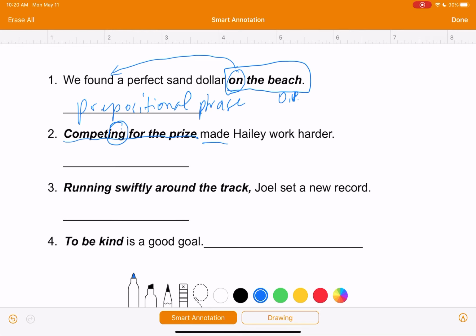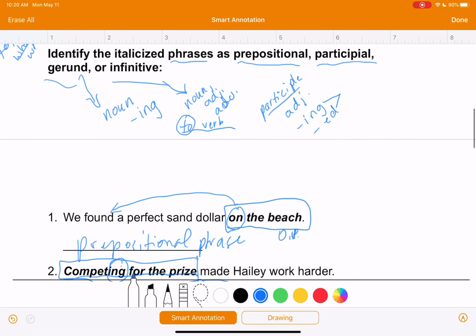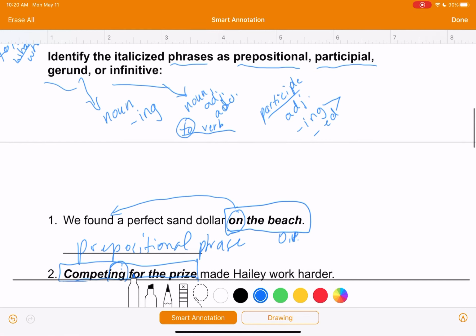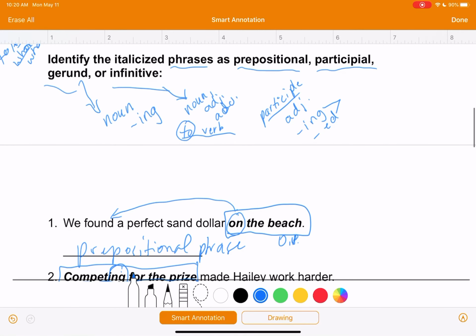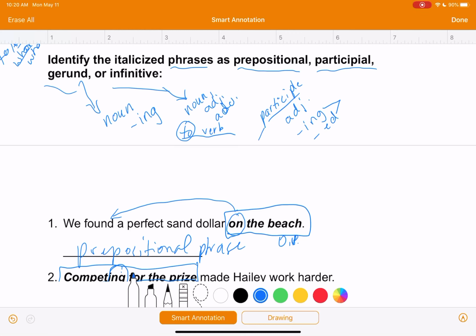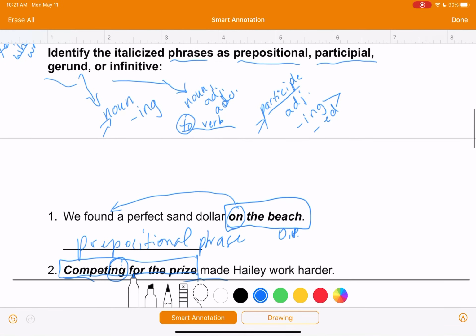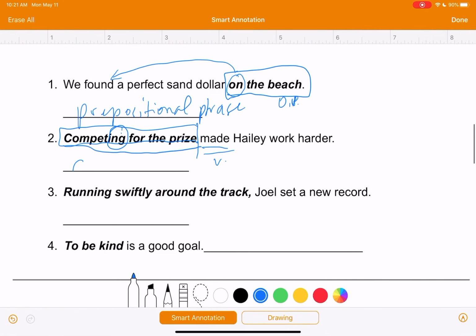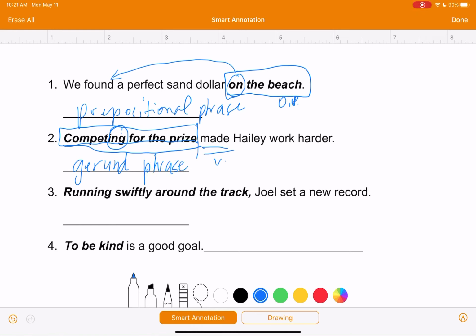Competing for the prize made Haley work harder. This is the verb. This whole thing is acting as the subject of the sentence. So of the two that can end in ing, participle or gerund, which one can be a noun? Because subjects are always going to be noun or pronoun. It has to be a gerund phrase. Does that make sense? Gerunds act as nouns. And since this is a noun phrase, it's going to be labeled gerund phrase.